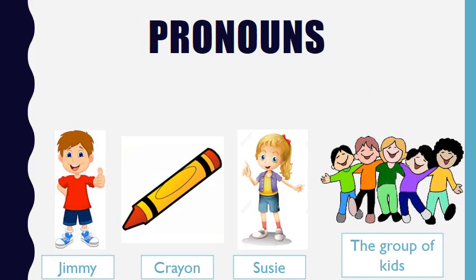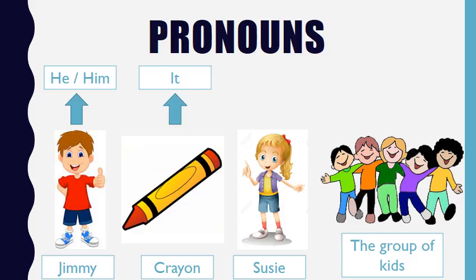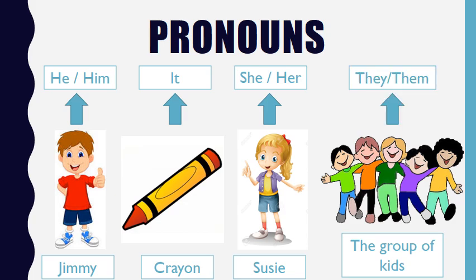Pronouns are the next part of speech. A pronoun is used in place of a noun. These nouns that are replaced by pronouns could either be a common noun or a proper noun. For example, I can replace the proper noun Jimmy with he or him. I can replace the common noun crayon with it. I can replace the proper noun Susie with she or her, and I can replace the common noun the group of kids with they or them.